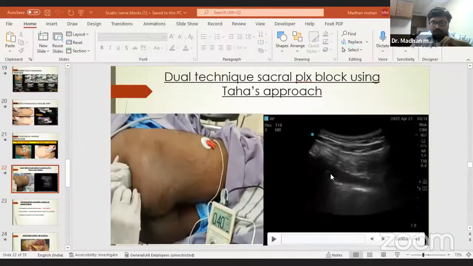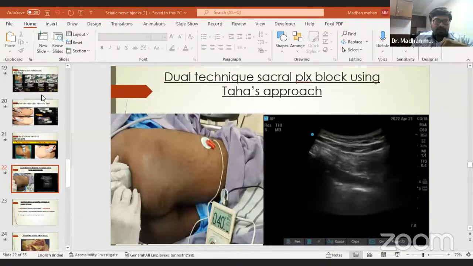So this is the ischium. Suppose you don't identify the neural elements here, you just come over. Dr. Madan, you have to share your screen. So this will be the endpoint for all the three blocks given around the parasacral region. Here is the ischium, sir. If you are not able to identify the neural elements here, all you need to do is just come and hit the ischium and deposit the drug. It will seep around and cover the sacral plexus. Yes, thank you.